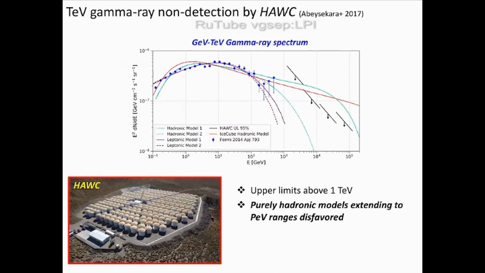Okay, in the TeV gamma ray band, we also have some spatial constraints coming from the HAWC Observatory. So here is the gamma ray spectrum as a function of energy of the photon. And the upper limits represent the upper limits obtained by the HAWC Observatory. So what was found is that they have no detections above 1 TeV in the vicinity of the Fermi bubbles. And one of their conclusions is that purely hadronic models extending to PeV ranges are disfavored.